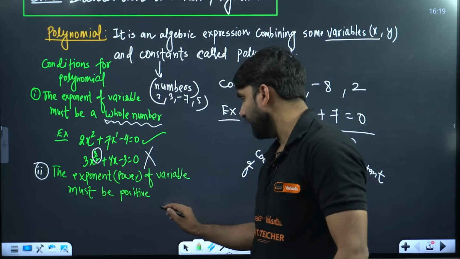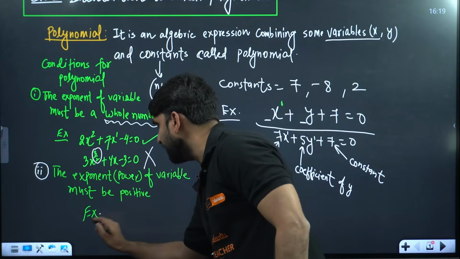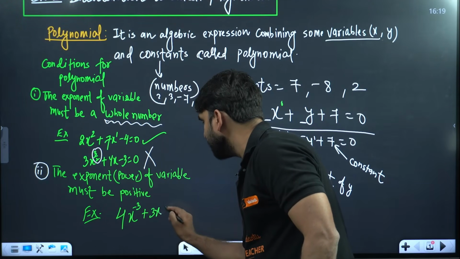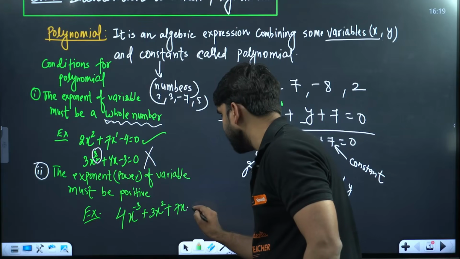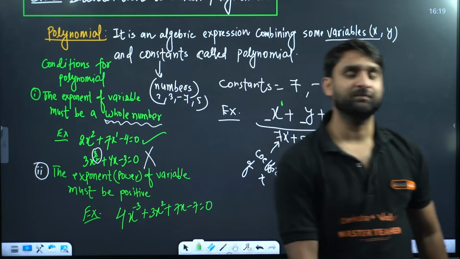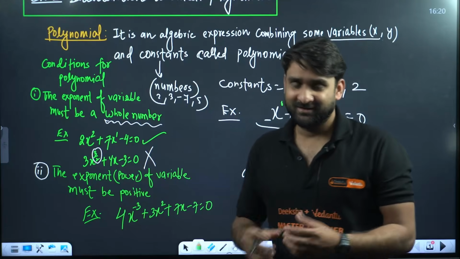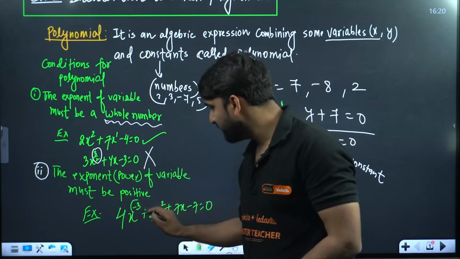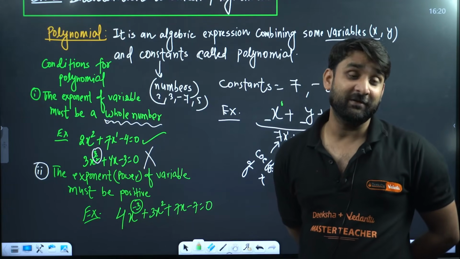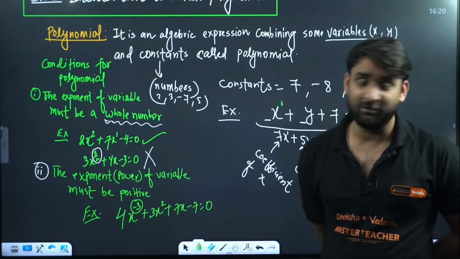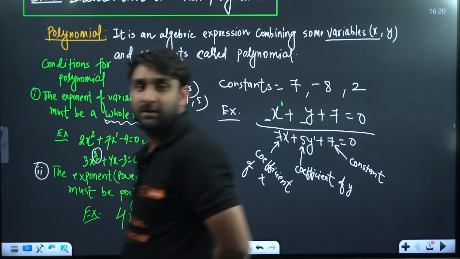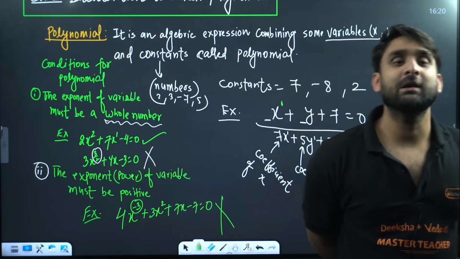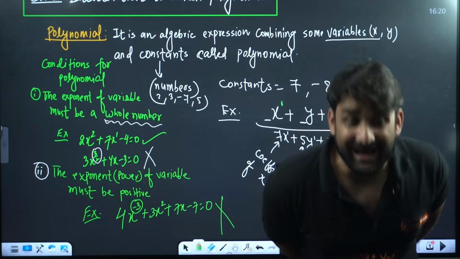Let me show you the example here. 4x to the power minus 3 plus 3x square plus 7x minus 7 equals 0. Look at this equation. Everything was good, but the term which is violating the rule of polynomial is this negative power, x to the power minus 3, so it cannot be a polynomial. The power must be positive and the power must be what? Whole number. Then only the given algebraic expression will be called a polynomial.